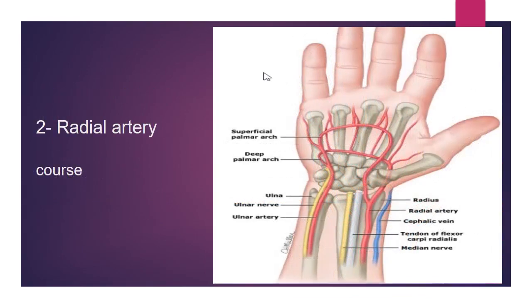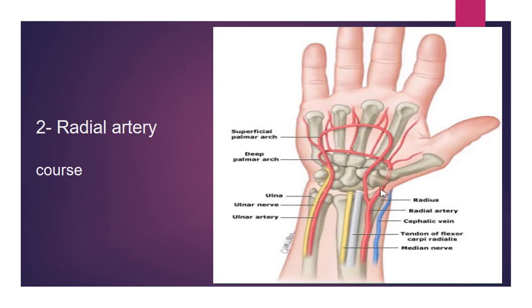Now let's talk about the course and branches of radial artery in the hand. Here is the radial artery. As you can see in this image, the radial artery, after reaching the lower end of the forearm, it curves dorsally around the scaphoid and trapezium and crosses the floor of the anatomical snuff box. It enters the anatomical snuff box by winding around the lower end of the forearm or wrist.